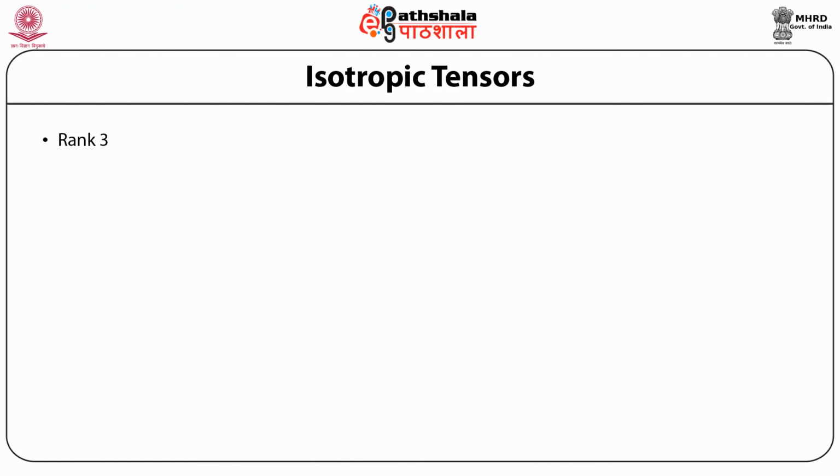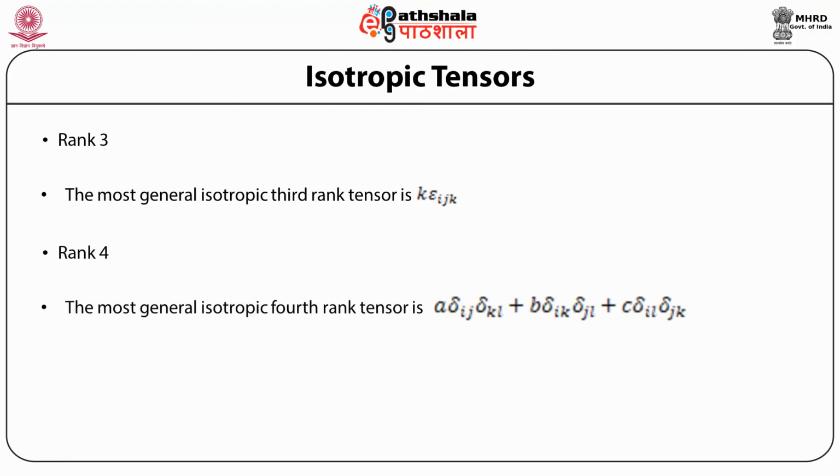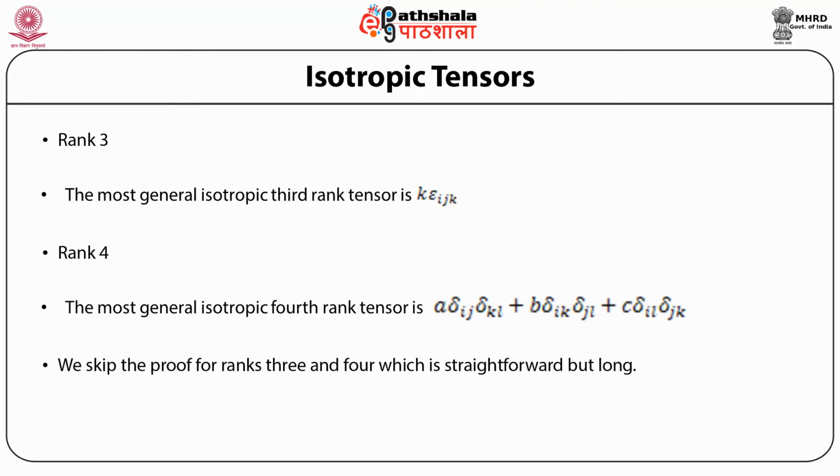Rank 3. There is no true tensor of rank 3. The most general isotropic tensor of third rank is the pseudo tensor, that is K epsilon ijk, the permutation tensor. Rank 4. The most general isotropic fourth rank tensor is A delta ij delta kl plus B delta ik delta jl plus C delta il delta jk. We skip the proof of ranks 3 and 4, which is straightforward but too long.